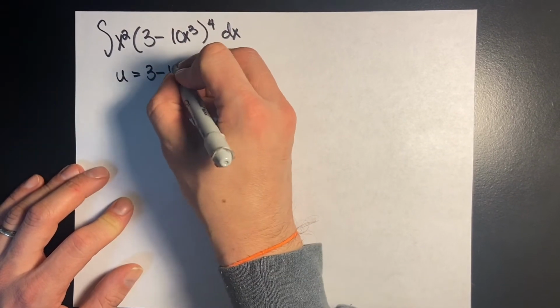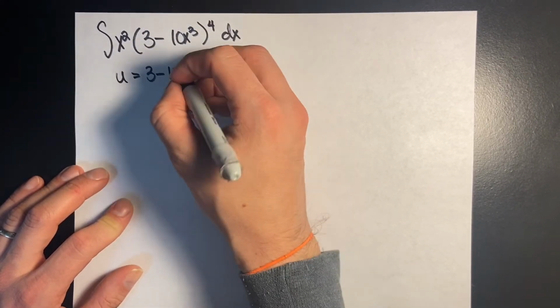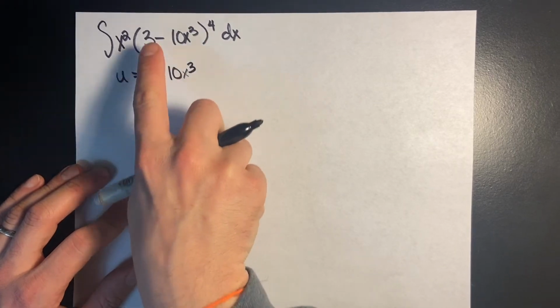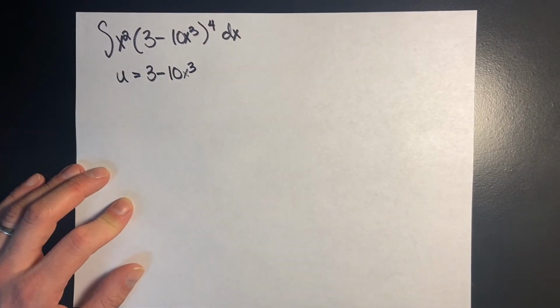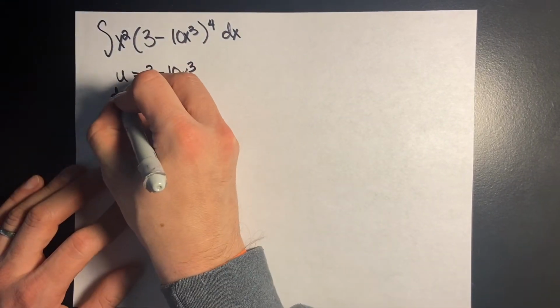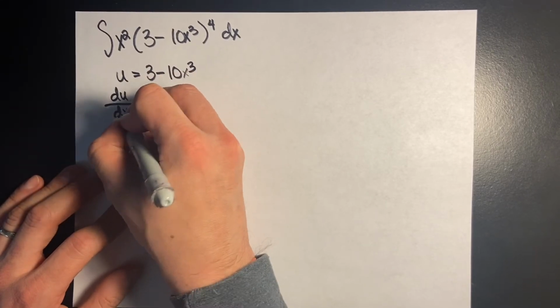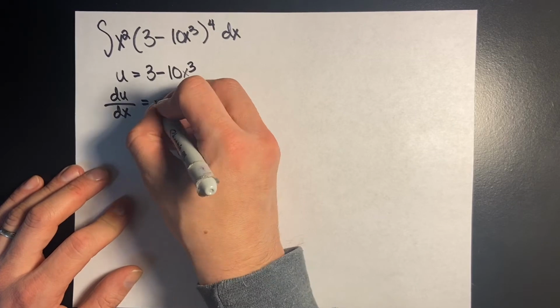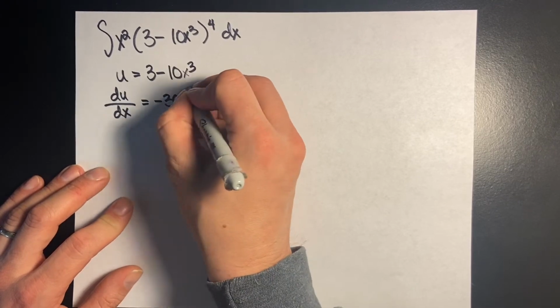Now, if you're wondering, well, why can't I just take that part and call it u? Why do I have to include the 3? Well, if I include the 3 and I take the derivative, which is the next step, it just goes away, and life is good. So I have that going away. I have negative 30x squared.